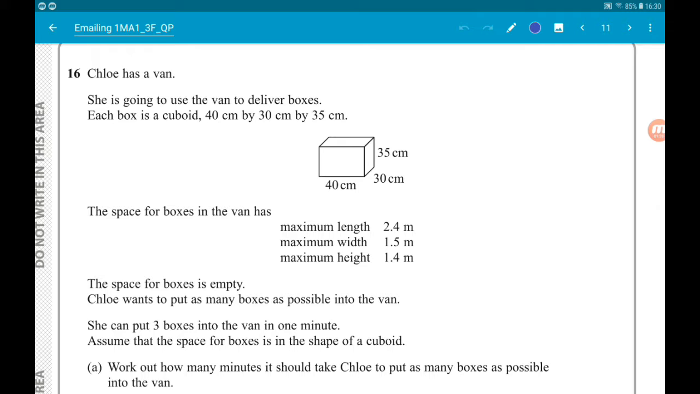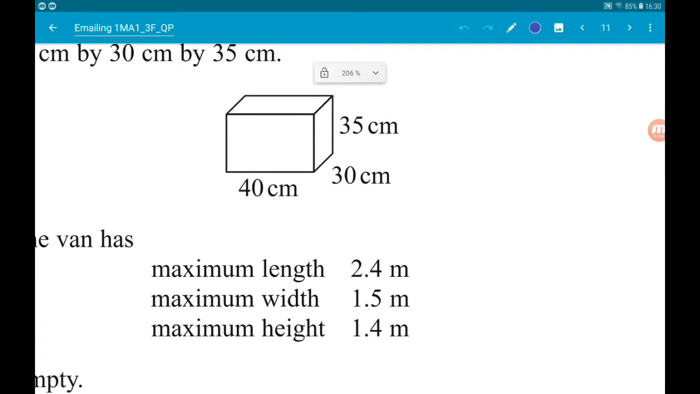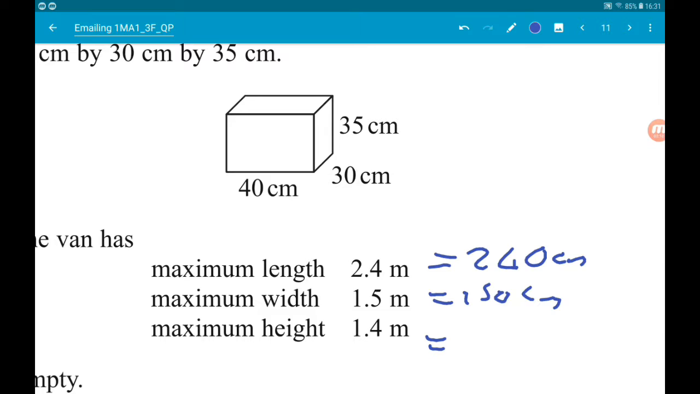So, what we're going to do, first of all, because the measurements of the boxes are in centimetres, we're going to convert the space in the van into centimetres too. So it's metres into centimetres, multiplied by 100. So the length is 240, and the width is 150, and the height is 140.